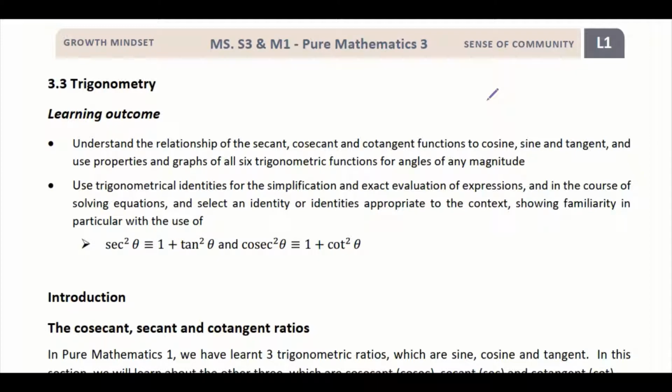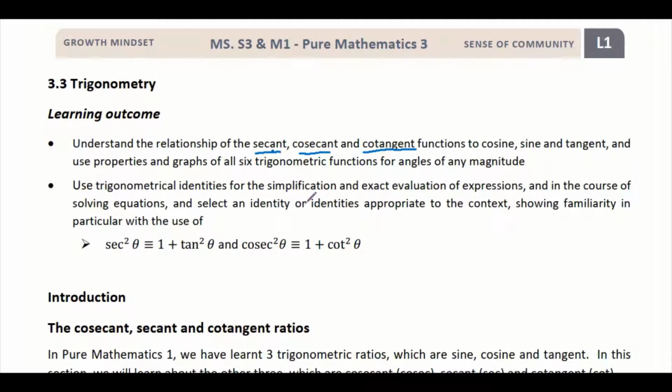So please make sure that you are familiar, and maybe you can take a quick revision of what you have learned previously in Pure Maths 1. Okay, so for today's learning outcome, we are going to cover two important things. The first one is we will learn three trigonometry functions, the reciprocal ones, which are the secant function, the cosecant function, and the cotangent function. Same as before, we'll learn how to draw the graph, how to use the properties, how to solve the equation and so on.